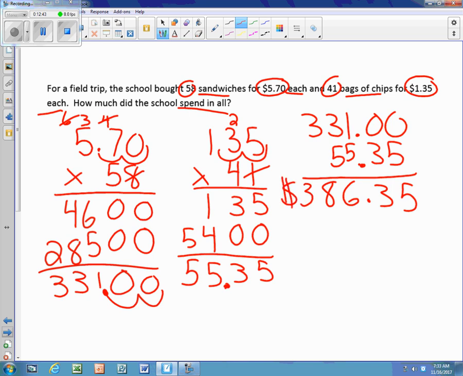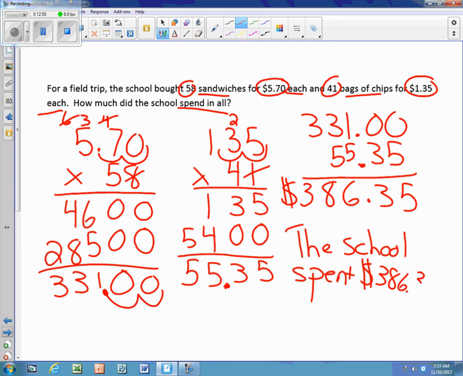And the question said, how much did the school spend? It's a word problem. We write a sentence. And we have our answer.